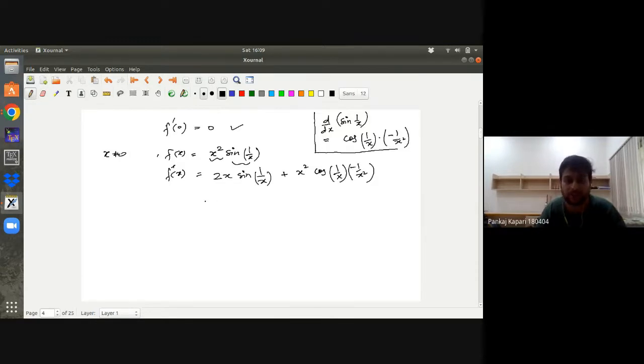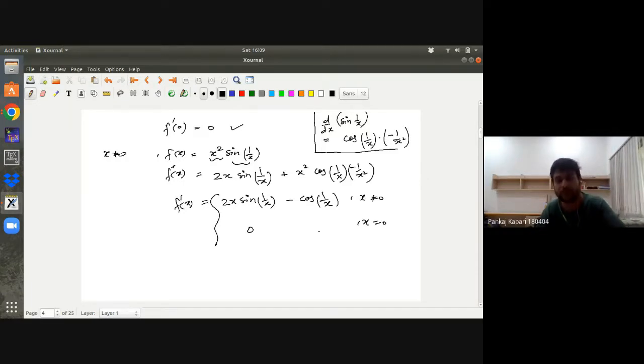Okay. So f prime x is equal to 2x sine 1 by x plus actually minus cos 1 by x. Okay. So this is our derivative f prime x. So f prime x is this whenever x is non-zero, and this is 0 when x is 0, right? We have already calculated that.